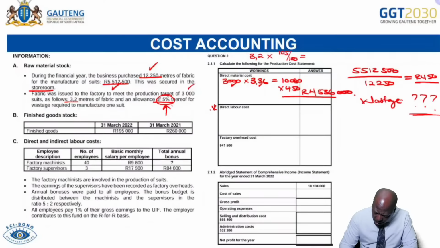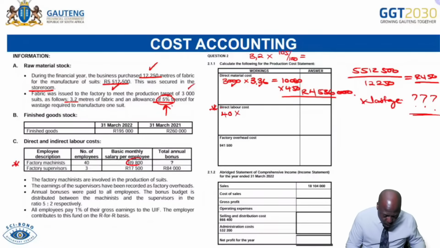Let's come to the direct labor cost. How do we calculate direct labor cost? We're told that we have 40 machinists. These are the guys that operate the machine. We call them machinists. So we're going to take our 40 guys that operate the machine, and then we multiply with the basic salary per month, which is your 9,800.